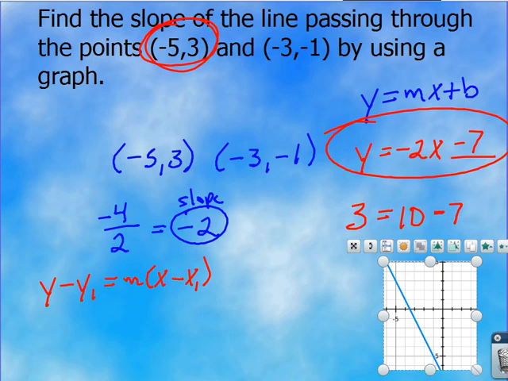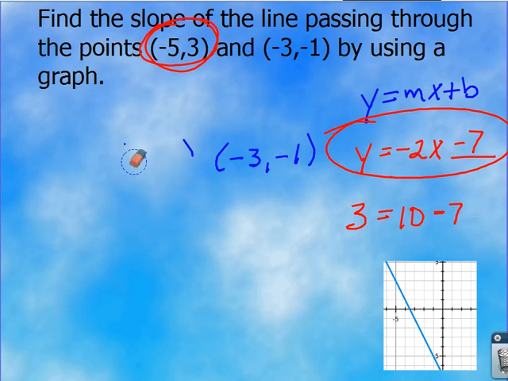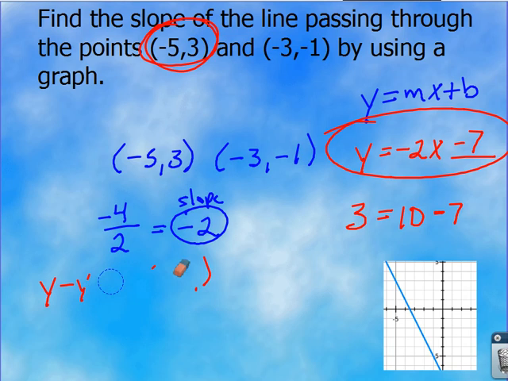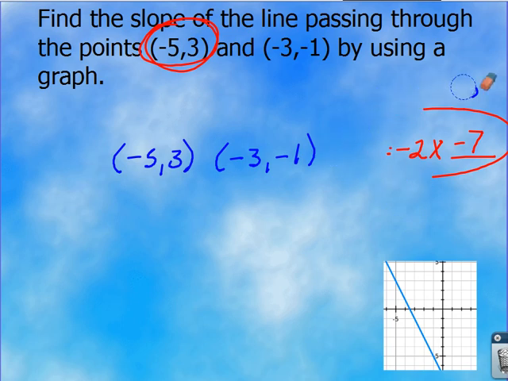What else could I ask you to do? Okay, let me erase that. Given 2 points, I could ask you for a slope. I could ask you for an equation, which is what we just worked. Or I could ask you for the distance between the 2 points. I could ask you for the midpoint between the 2 points. So let's do distance.